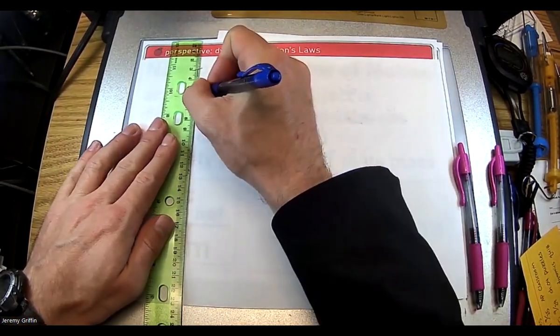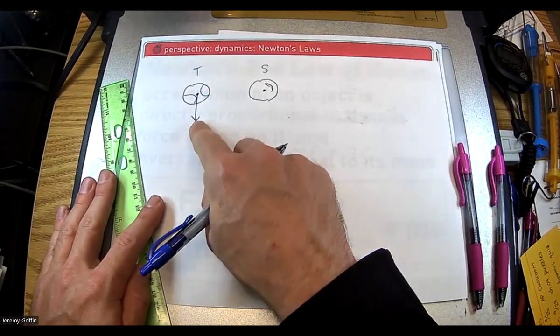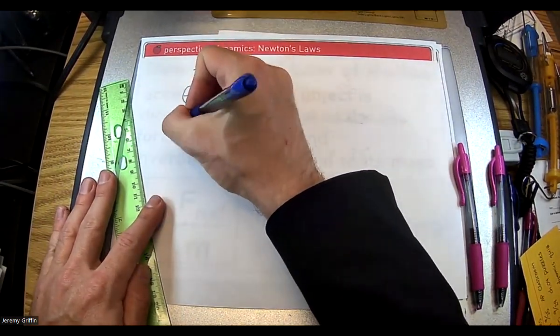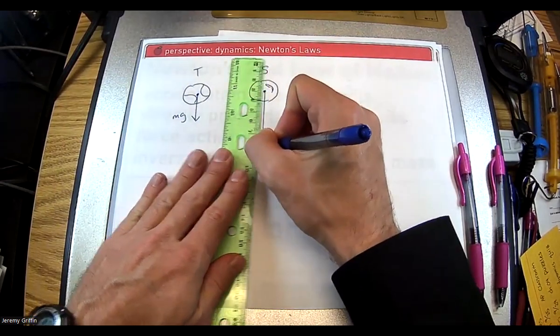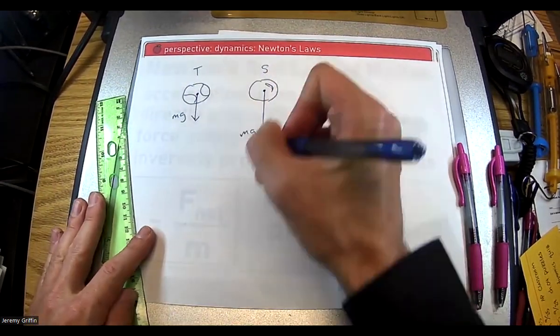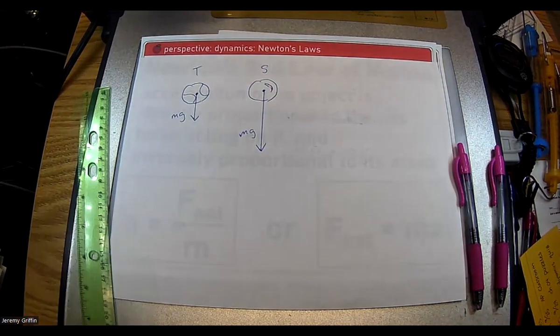Here is the free body diagram for the tennis ball, right as we're releasing it. It's got some weight. That's it. Here's the free body diagram for the steel ball. It's got a lot more weight. That's it. So therefore, a greater net force.